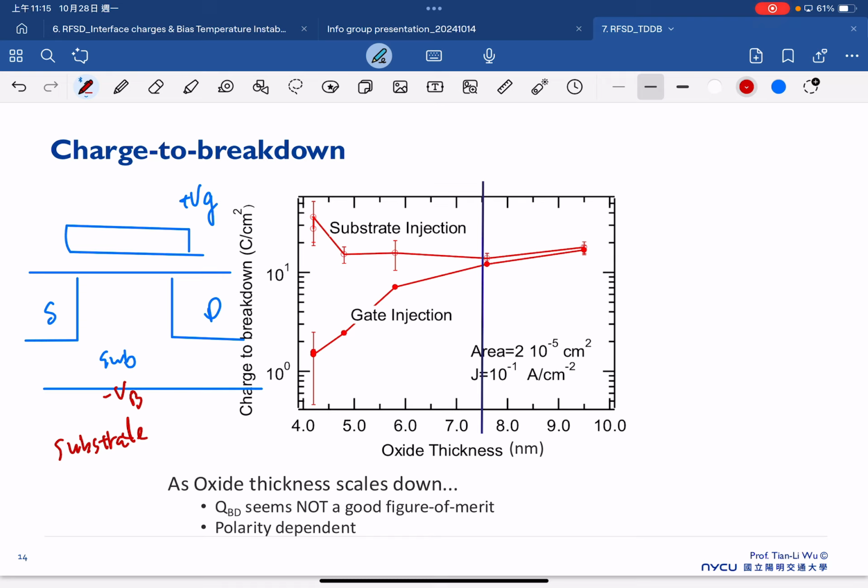So therefore, we can consider two ways of injecting charge. One is from the gate, that's what we call gate injection, because we apply the gate bias, so we inject the charge from the gate side. Or we apply a negative substrate bias, so we inject the charge from the substrate side. That's what we call substrate injection.